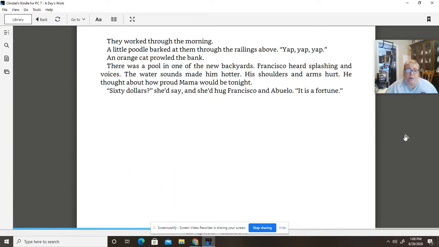They worked through the morning. A little poodle barked at them through the railings above. Yap, yap, yap. An orange cat prowled the bank. There was a pool in one of the new backyards. Francisco could hear splashing and voices. The water sounds made him hotter. His shoulders and arms hurt. He thought about how proud Mama would be tonight. "$60," she'd say, and she'd hug Francisco and Abuelo. "It's a fortune."